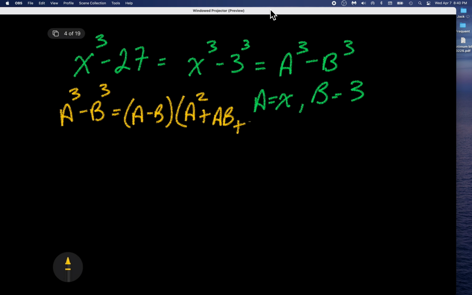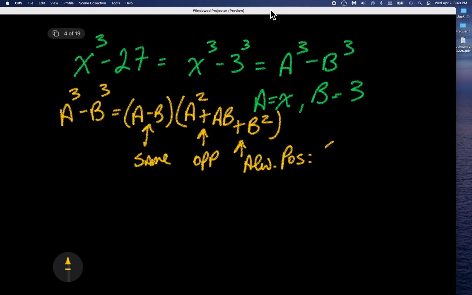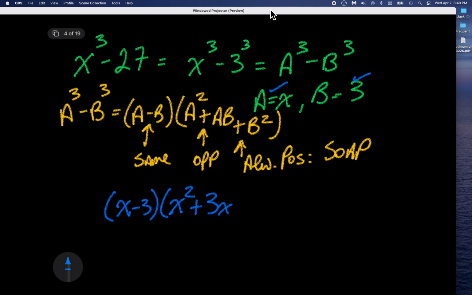Okay, sorry that that's written awkwardly. Same, opposite, always positive. SOAP. Okay, so let's plug in our numbers for this particular problem. Again, a equals x, b equals 3. So we're going to have x minus 3 times x squared plus 3x plus 9. That's it.